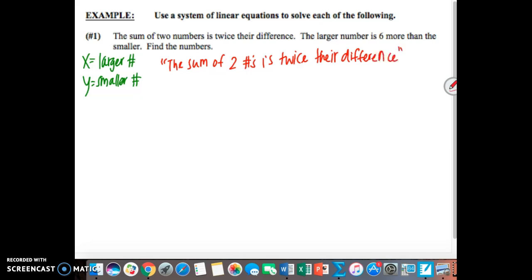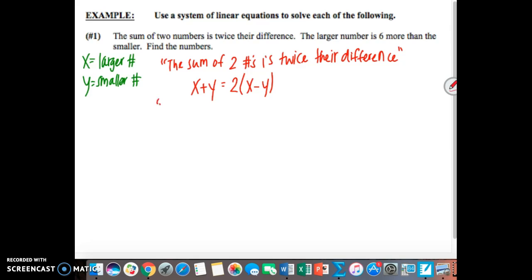This tells us that the sum of the two numbers, so the sum of the larger number and the smaller number, so x plus y, is twice their difference. So 2 times their difference, and difference is just having x minus y. Since x is the larger number, we're going to put the larger number and subtract off the smaller number, which is why it goes x minus y instead of y minus x.